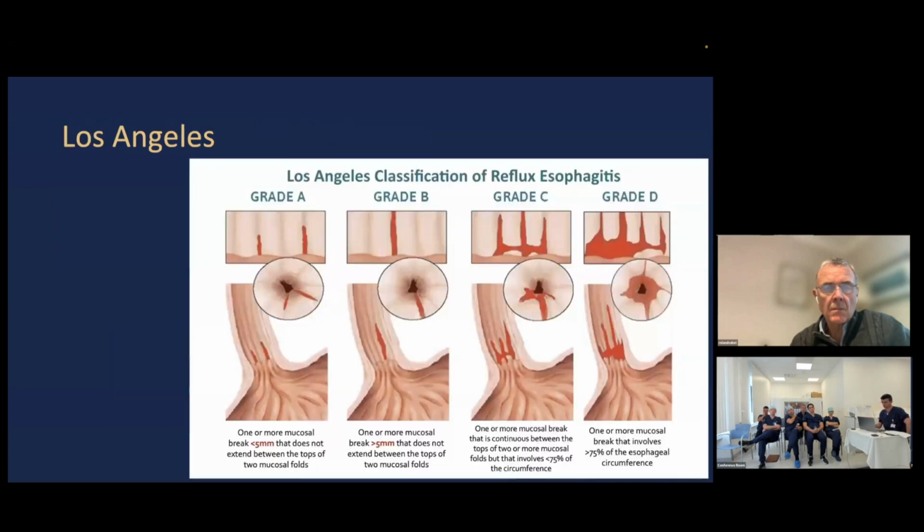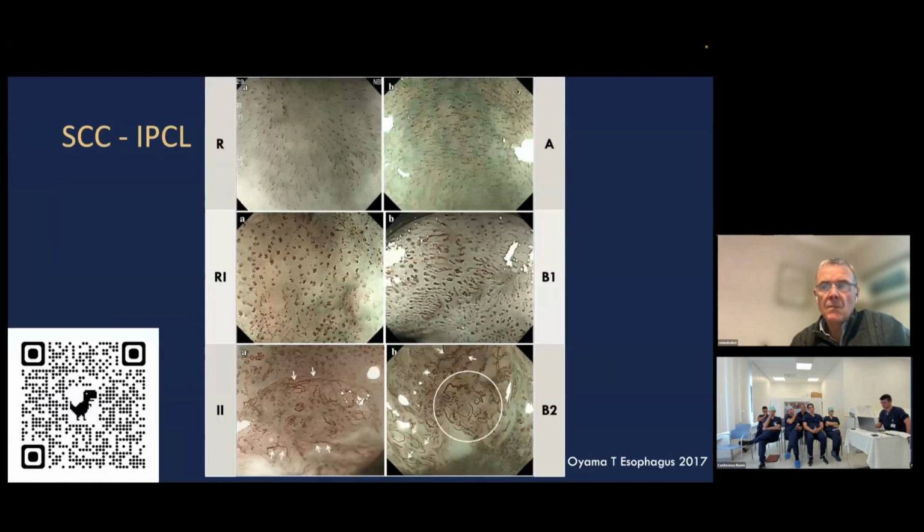Los Angeles was mentioned. In the esophagus, where you see something darker, you can just refer to the IPCL patterns. That is either regular, regularly irregular, or irregularly irregular, and it has, of course, these other names like A, B1, B2, but it comes down to the regular and irregular patterns as well.